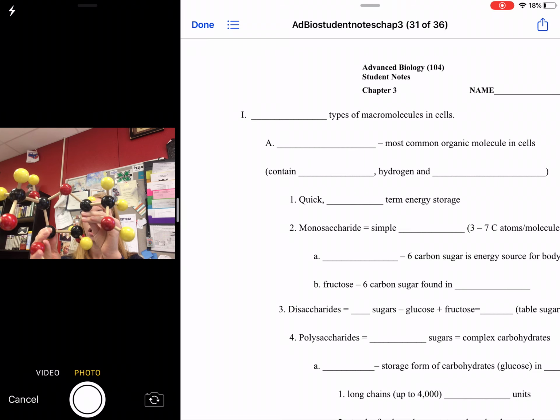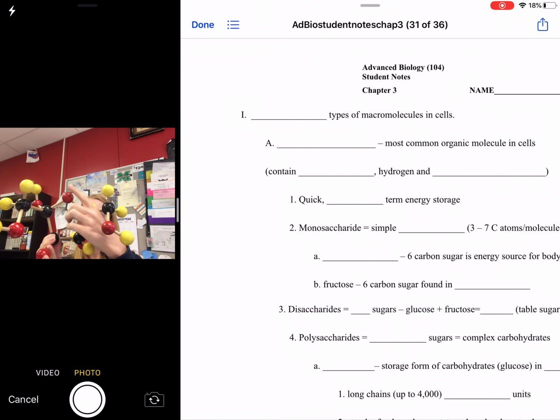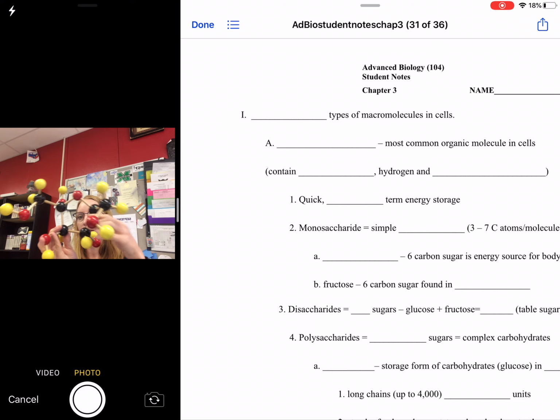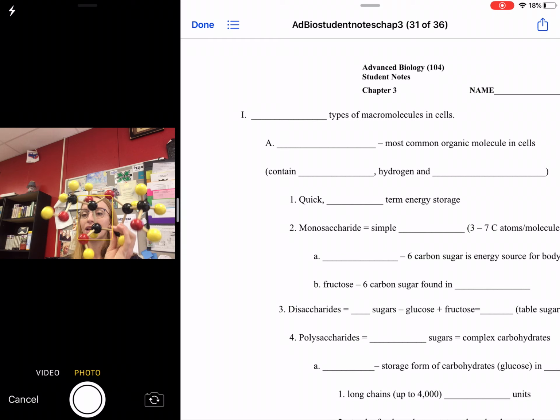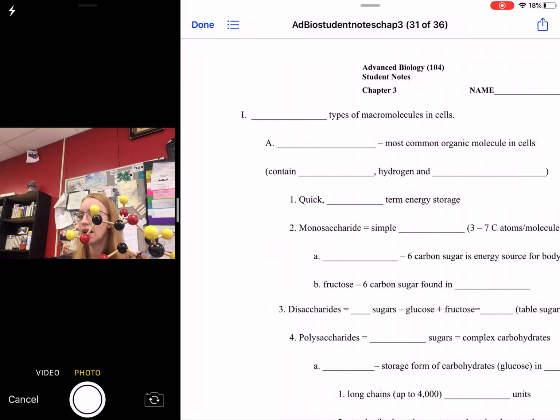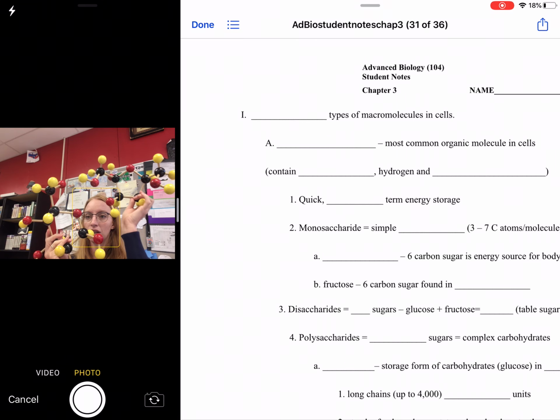So here you go. This one is a pentagon ring. So there are only 4 carbons in the ring, but there are also 2 branches, one on this side of the oxygen and one on this side of the oxygen as part of the ring. It is also C6H12O6. So it has the same chemical formula as glucose, but they look different.